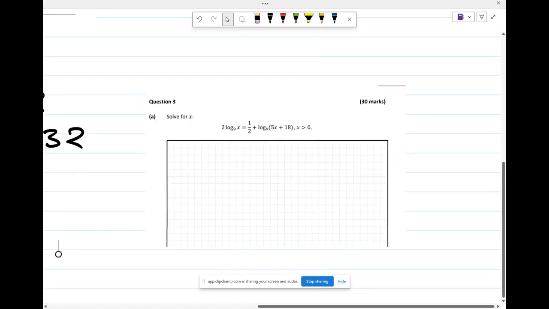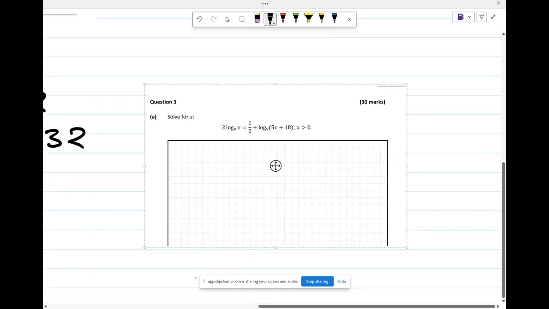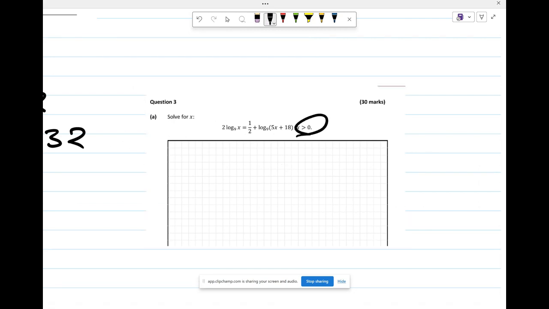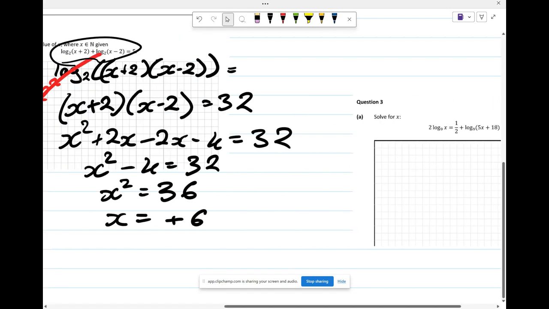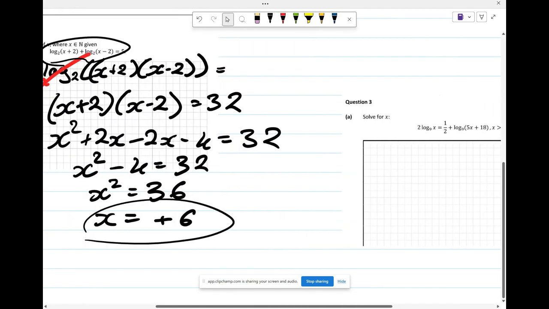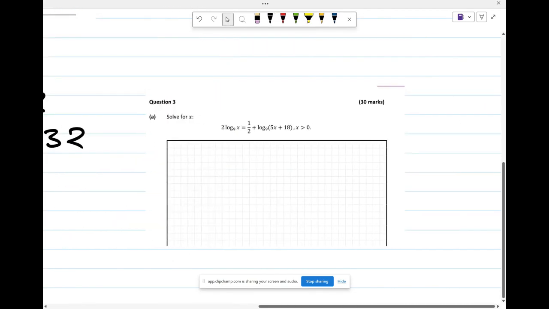So it says 2 log to the base 9 of x is equal to a half plus log to the base 9 of 5x plus 18. And here they give you a little hint. They said x is greater than 0. And that's because x can't be a minus number. Okay, so we're trying to solve for x. And so the first step in any algebraic solving is getting your x's all on one side and your constants all on the other. So let's do that.